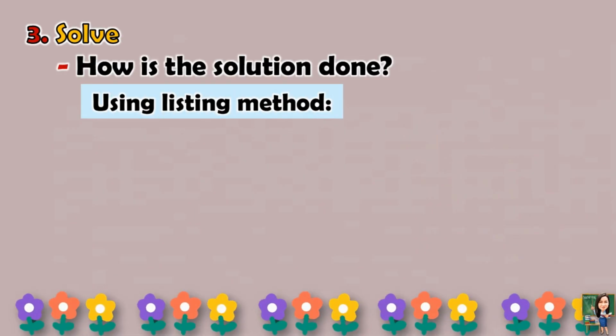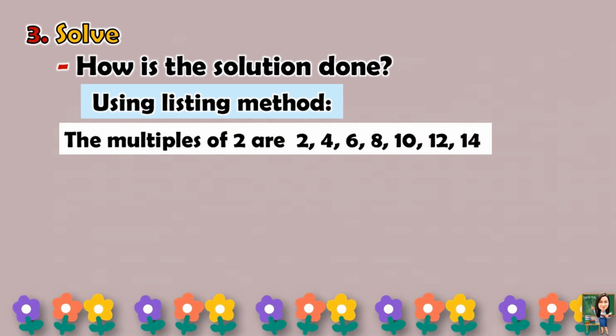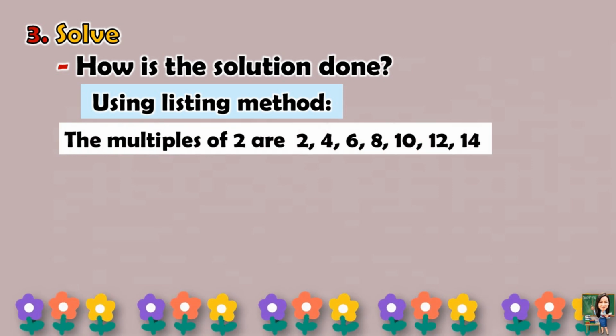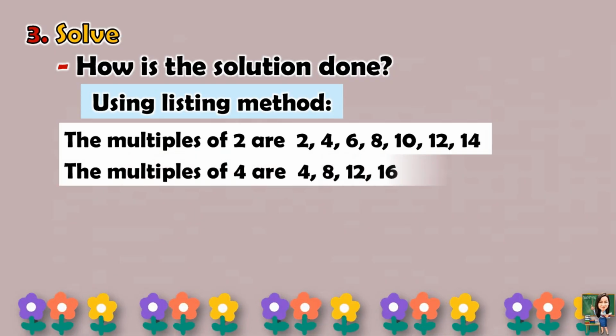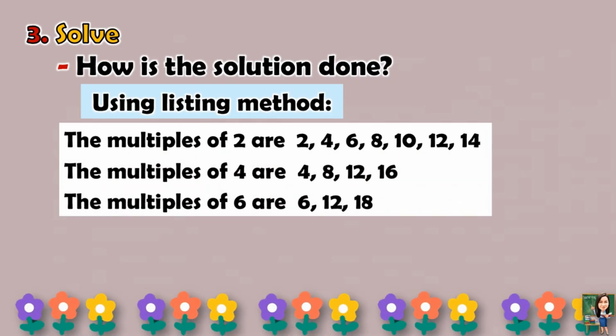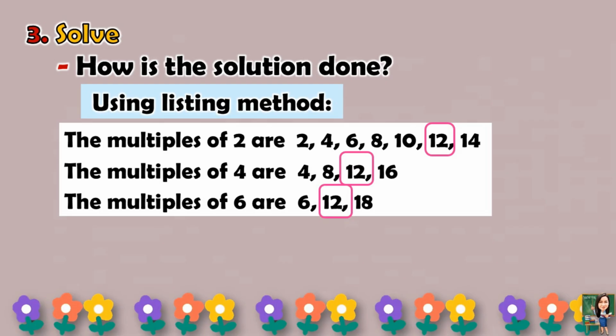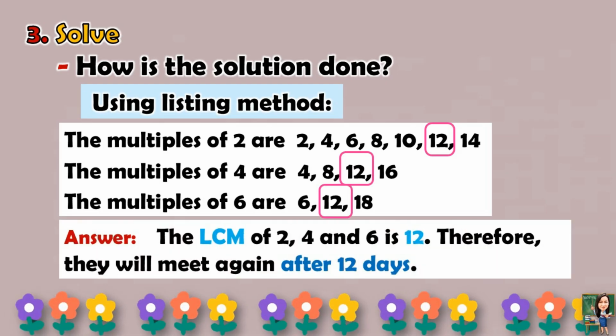Using listing method. The multiples of 2 are 2, 4, 6, 8, 10, 12, 14. The multiples of 4 are 4, 8, 12, 16. The multiples of 6 are 6, 12, 18. The common multiple of 2, 4, and 6 is 12. So the answer is, the LCM of 2, 4, and 6 is 12. Therefore, they will meet again after 12 days.